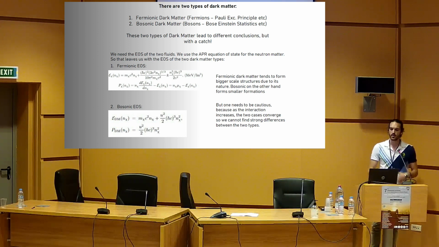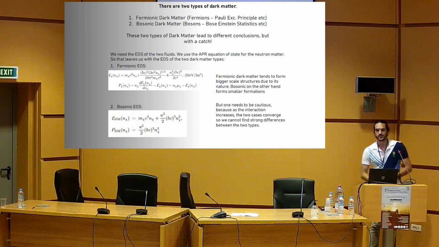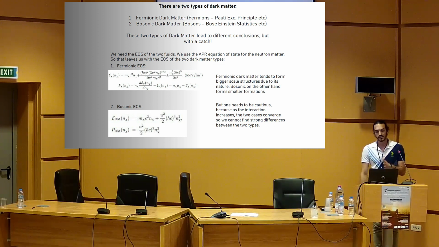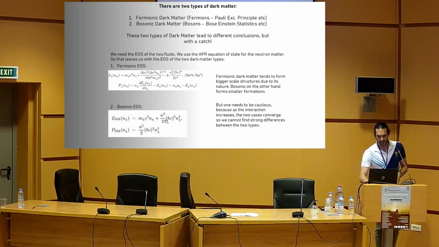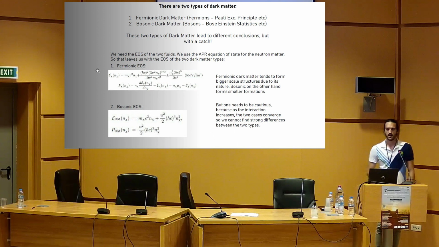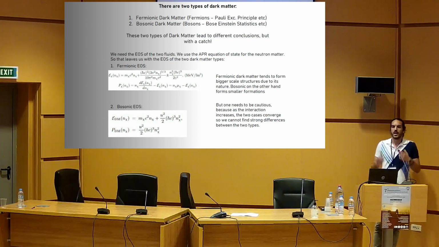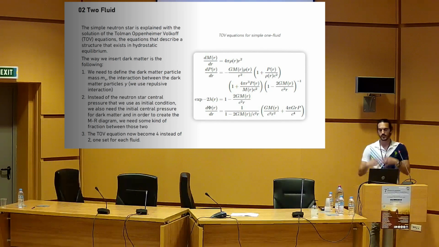Fermionic dark matter forms bigger scale structures than bosonic dark matter, and you see that from the equations, which are different. But one needs to be cautious, because the term over here is the interaction term. If we put a very strong interaction, we will see that all the other terms become negligible, so we cannot distinguish between those two types of dark matter. So we have to be careful in how we interpret our results.